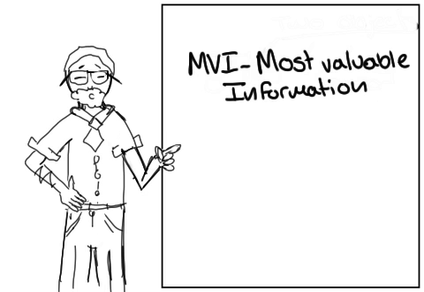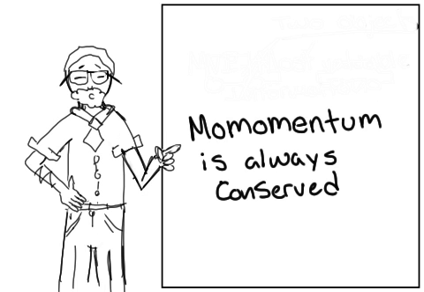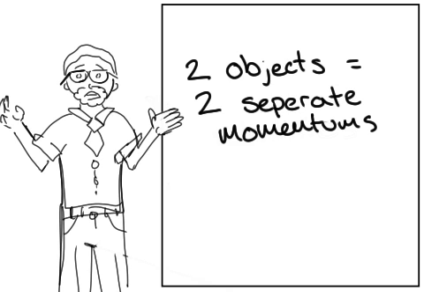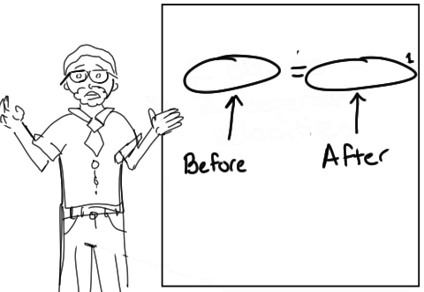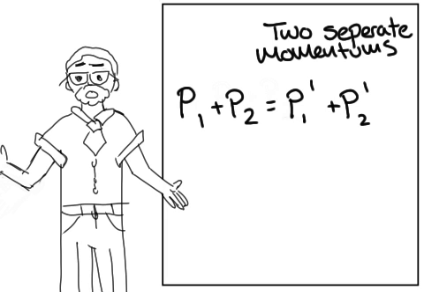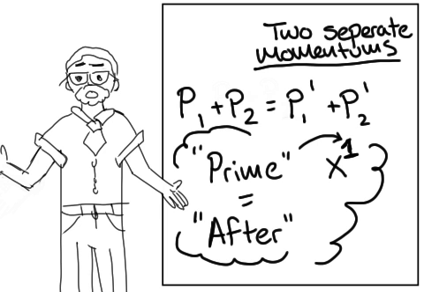The most important information you need to know about collisions is that momentum is always conserved. In other words, P equals P prime. Now, because we have two objects, we will have two momentums on either side. The left side will be before, and the right side will be after the collision. This is because they have two separate momentums. This will be notated as P1 plus P2 equals P1 prime plus P2 prime, prime being the notation for after.